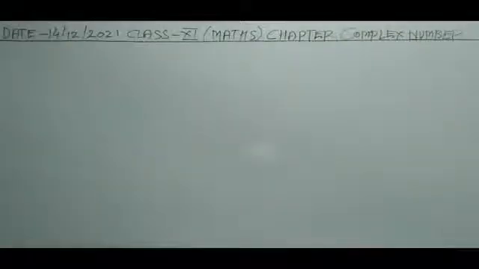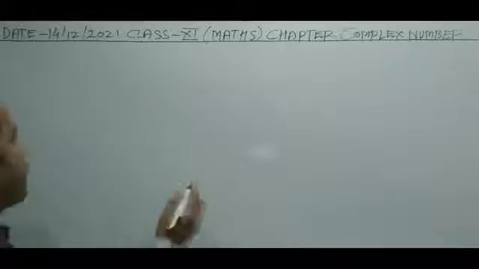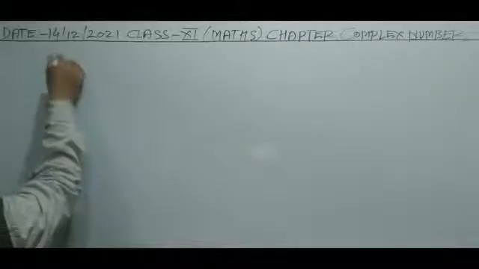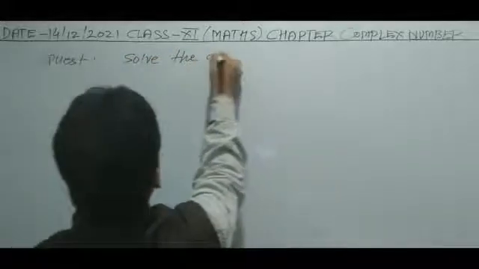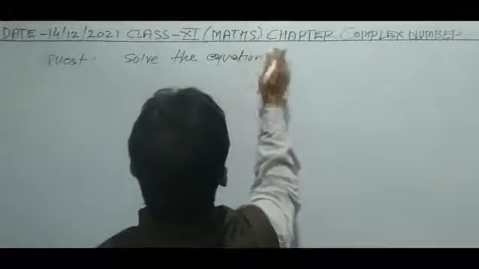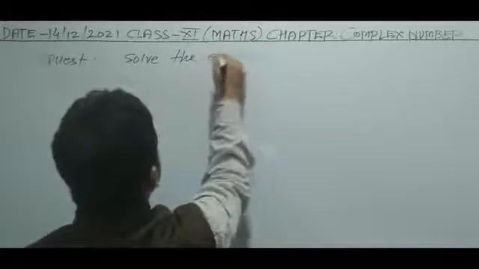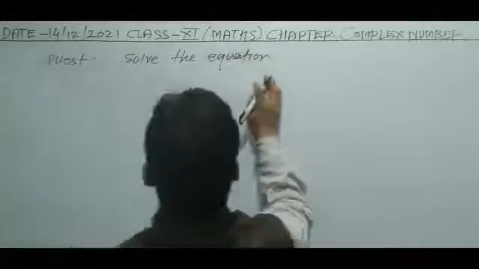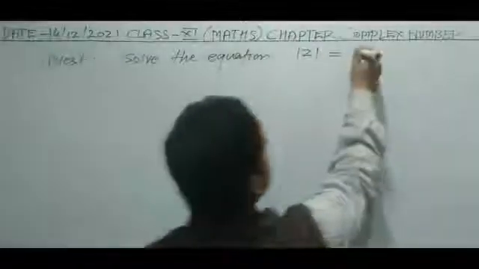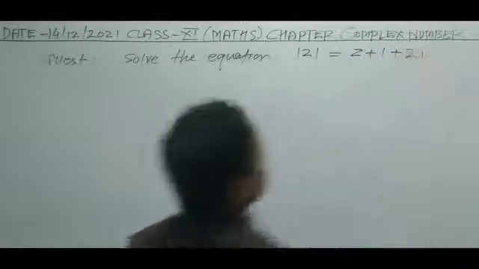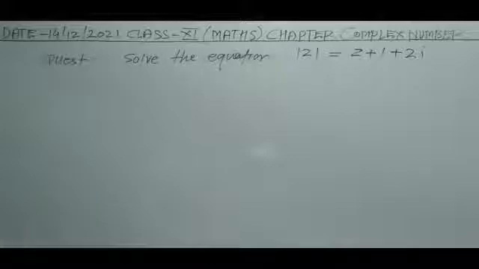The question is: solve the equation. The equation is mod of z is equal to z plus 1 plus 2i.